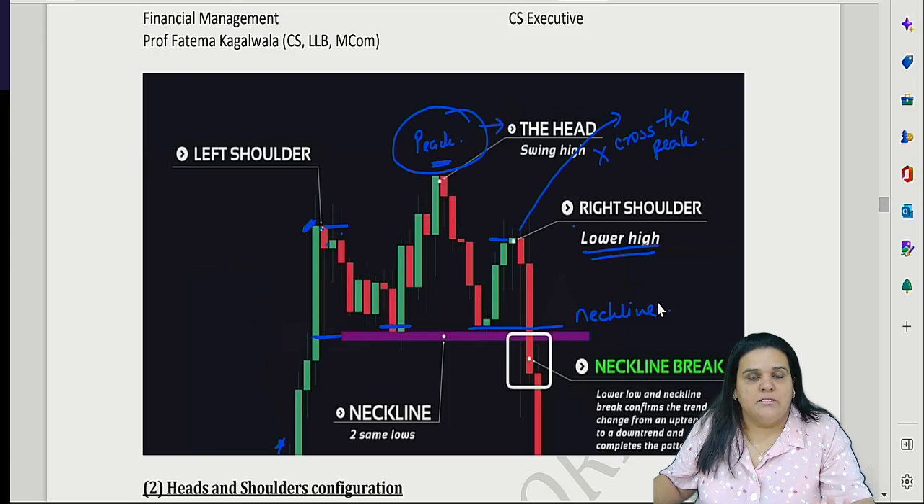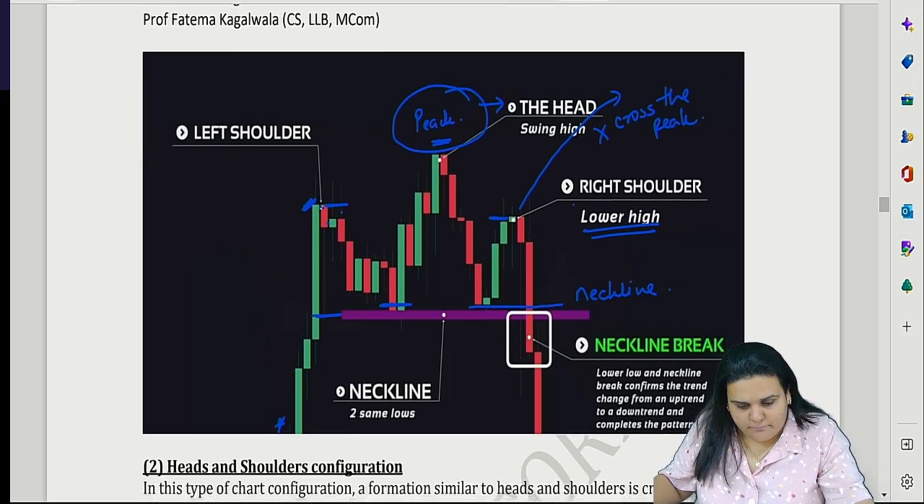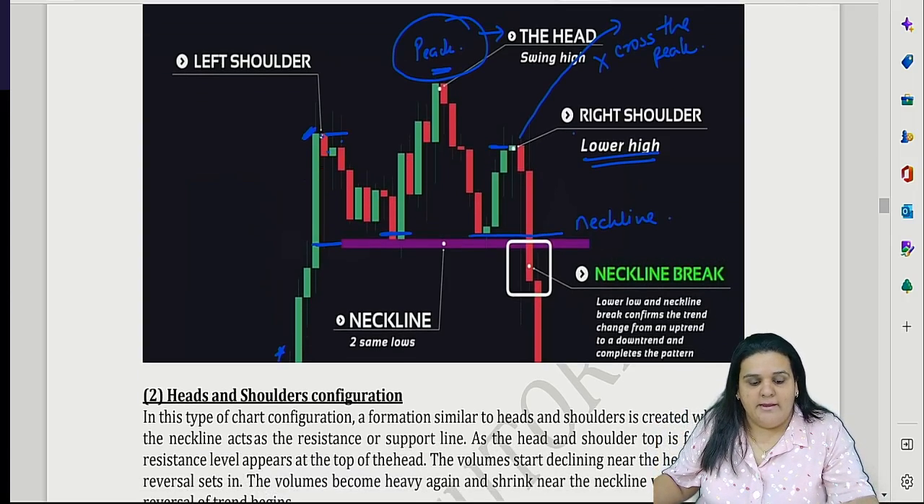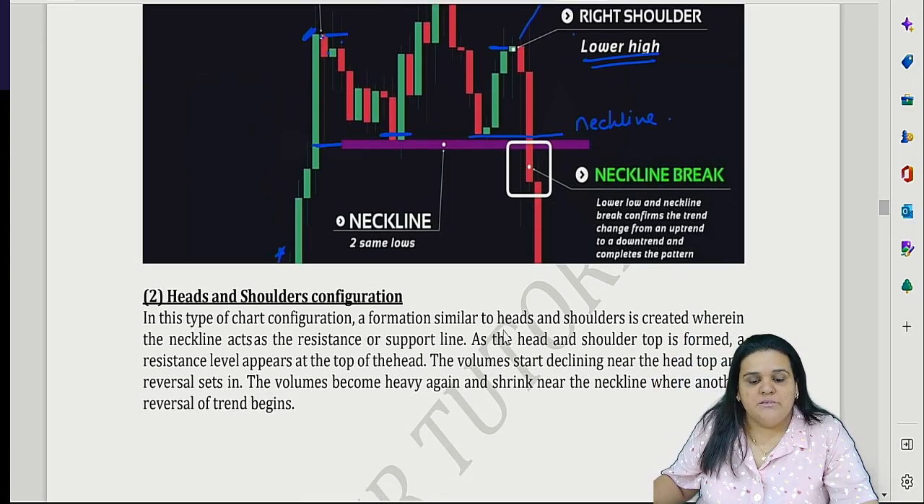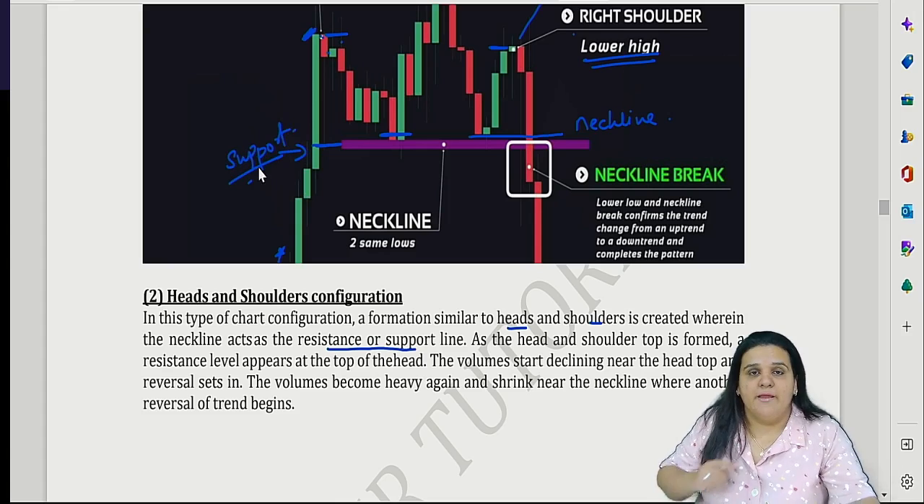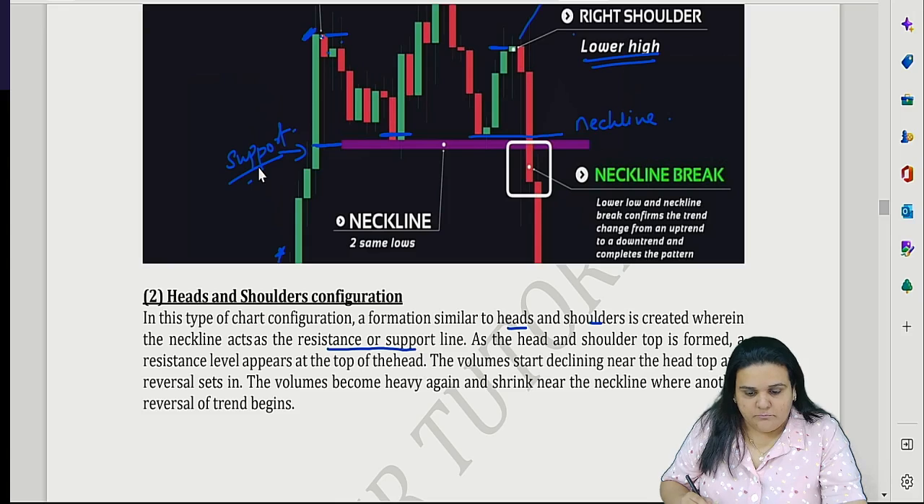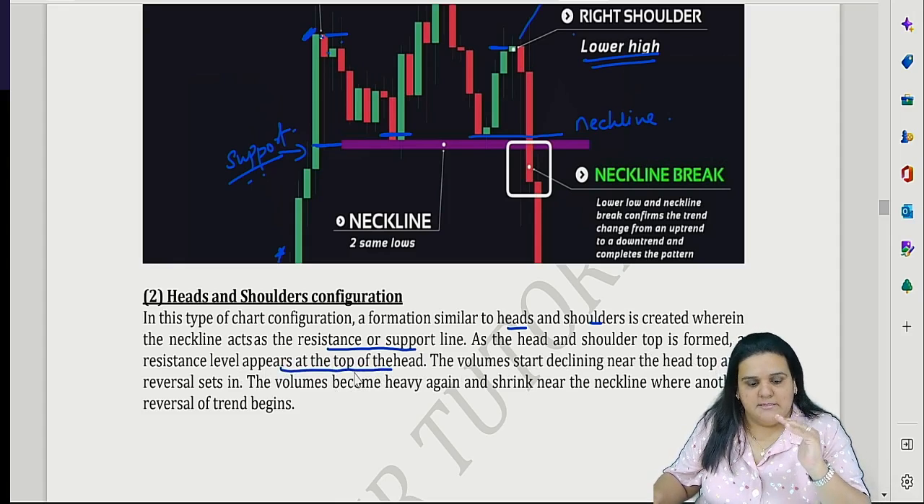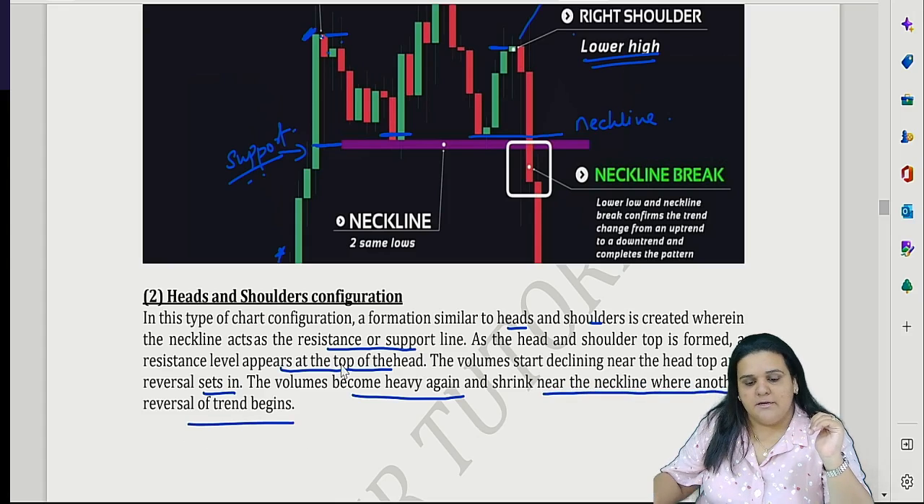Okay, this is also analysis which is done. That if a stock has now gone beyond this neckline, it is really going to fall down. That is also known as head and shoulders analysis. Okay, see, a formation similar to head and shoulders is created wherein the neckline acts as the resistance or the support line. So this is your support line, or you can even say it is the resistance line from where there is a reversal in the position. As the head and shoulders top is formed, the resistance level appears at the top of the head. There is the resistance, and down here is the support. The volume starts declining near the head top and the reversal sets in. The volume becomes heavy again and shrinks near the neckline where another reversal trend begins.